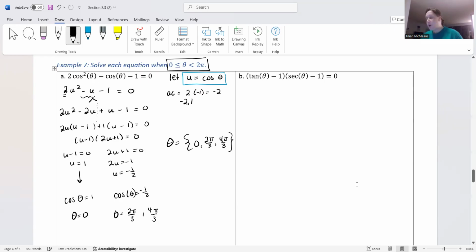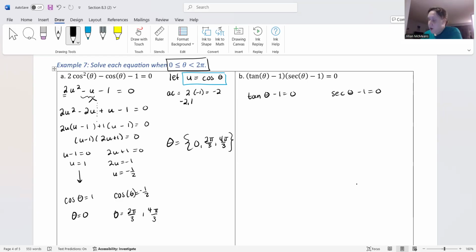Okay? Now for part B, we have tangent of theta minus 1, times secant of theta minus 1, and that product equals 0. So we have essentially a factored form equaling 0, so we can go ahead and apply the zero product property. Our first factor, tan of theta minus 1, can equal 0, and our second factor, secant of theta minus 1, can equal 0. So we need to solve each of these individually.